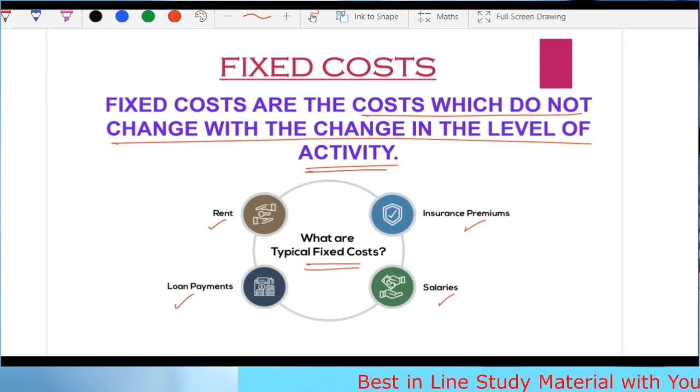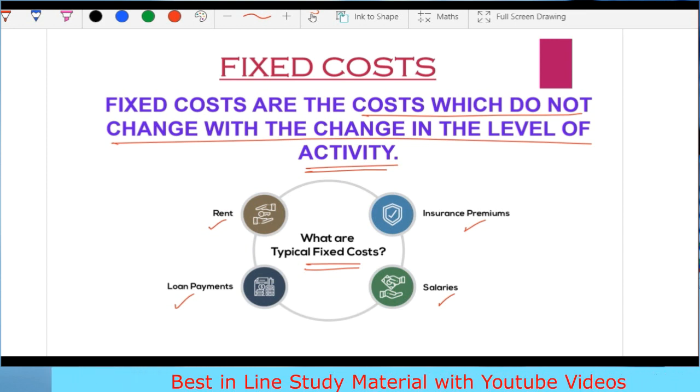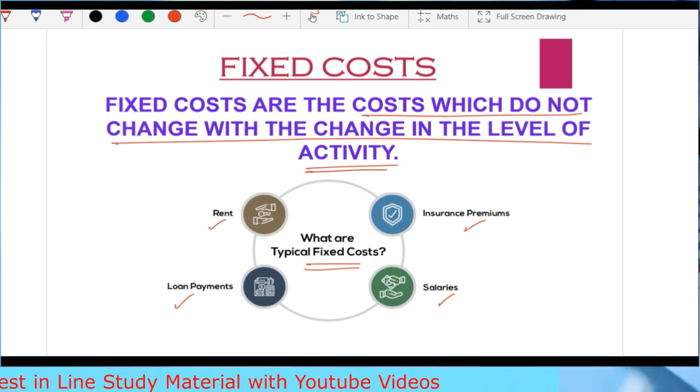Now you will say, sir, every year there will be a 10% increase in the rent. That is a separate issue. That becomes a semi-variable cost. But some part of the rent will remain fixed. So fixed cost is that which does not change with the change in the level of activity.